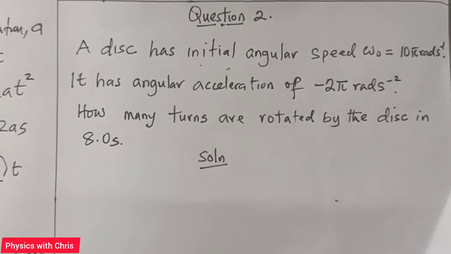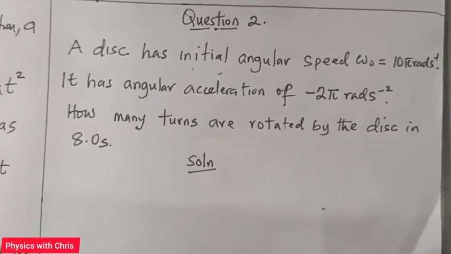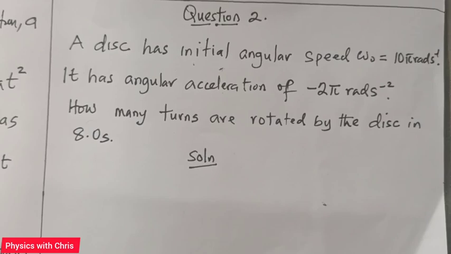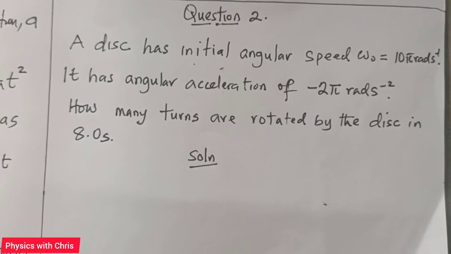You can see that in this, and that it has an angular acceleration, it maintains this constant angular acceleration of minus 2 pi radian per second squared. Now, how many turns are rotated by the disk in 8 seconds?